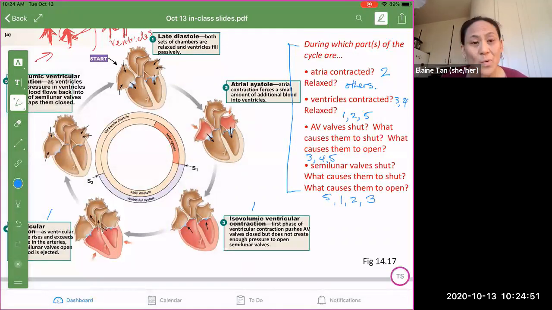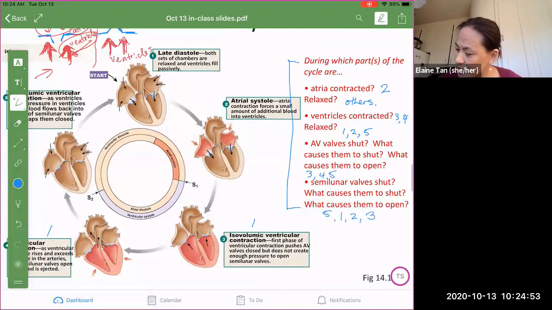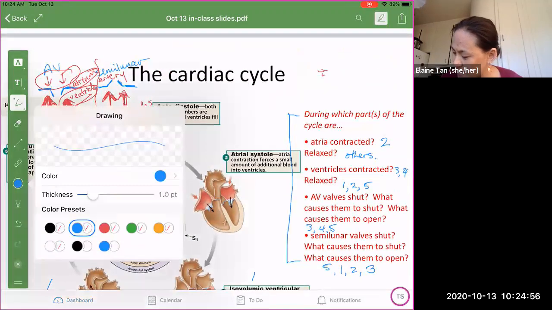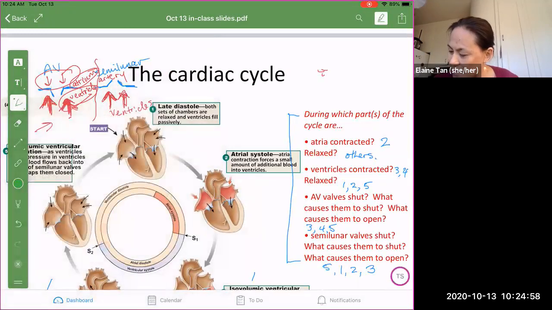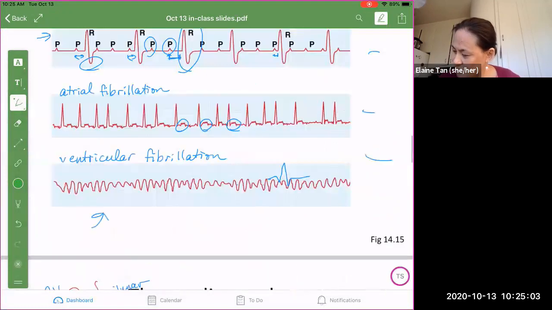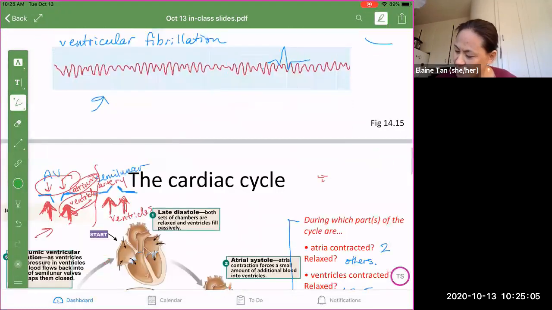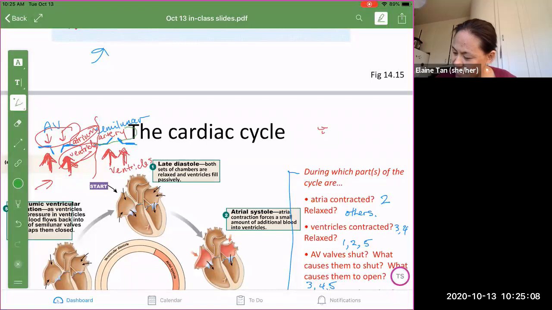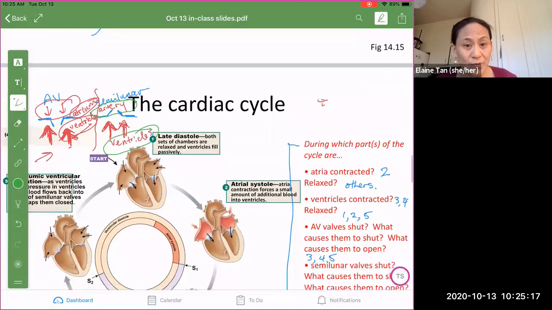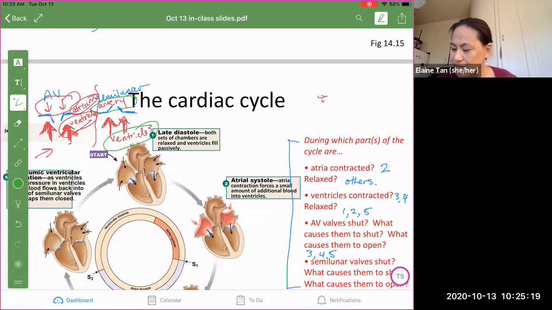Okay. What causes them to shut? Again, looking up here, I know it's super messy now, but it's going to shut when the pressure in the arteries is greater than the pressure in the ventricles. Does everyone see that? And then it's going to open when the opposite is true, when the pressure in the ventricles is greater than the pressure in the artery. Okay.